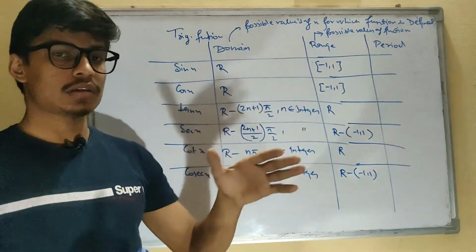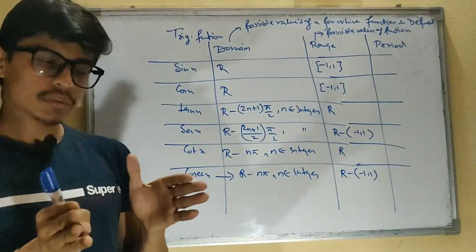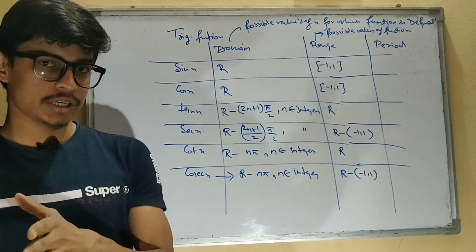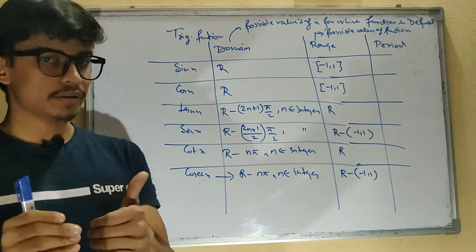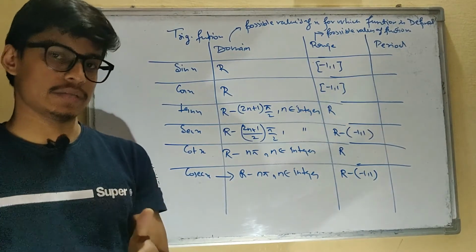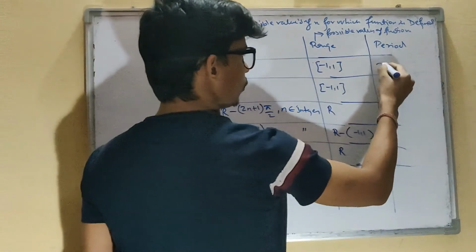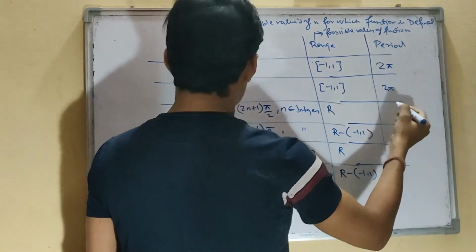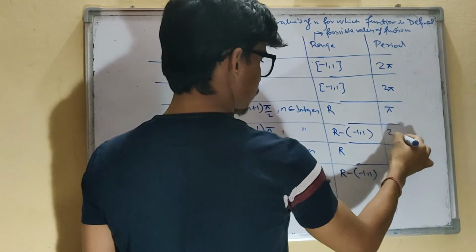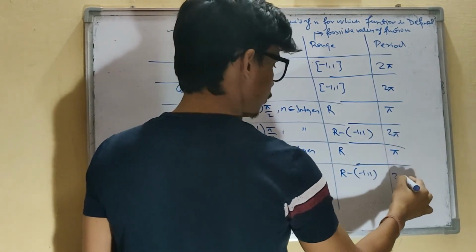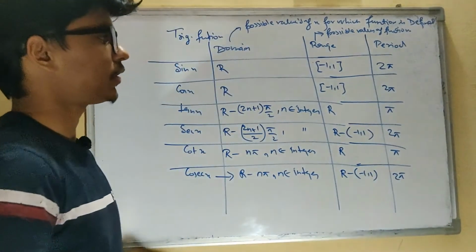So what is period? The range of angle after which that particular trigonometric function repeats itself. The graph repeats itself. That is what period is. So for sin x, it is 2 pi. This is pi, this is 2 pi, this is pi, and this is 2 pi. These are all the periods.